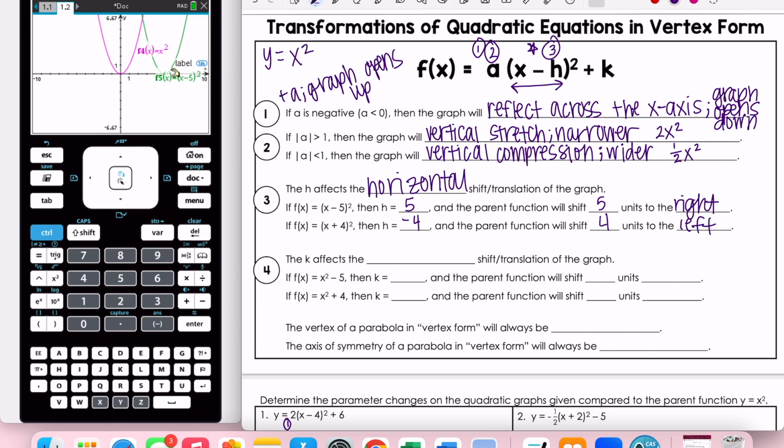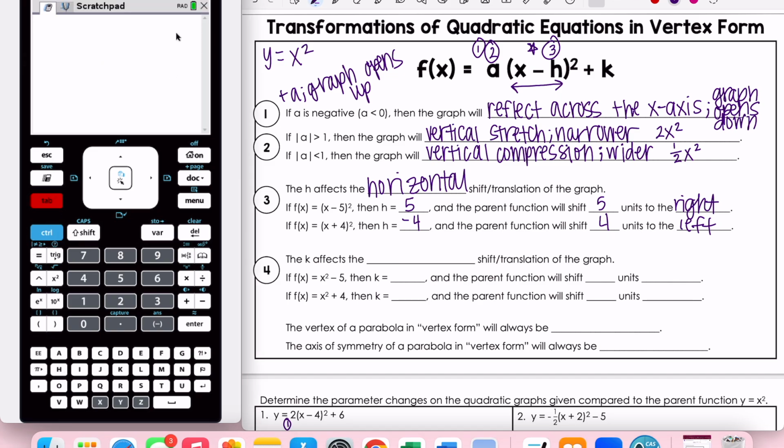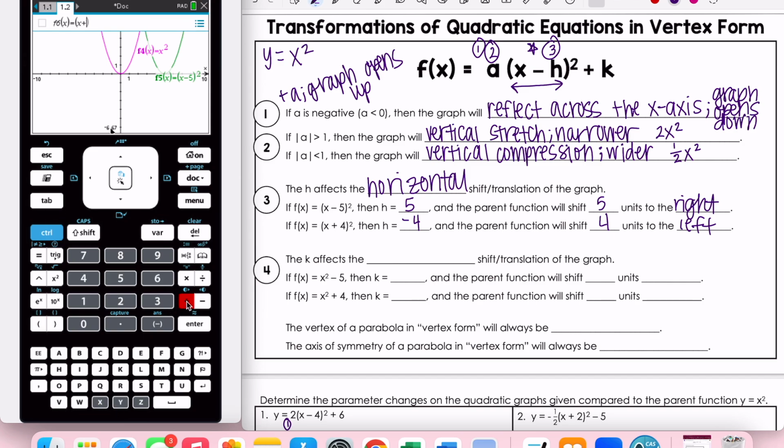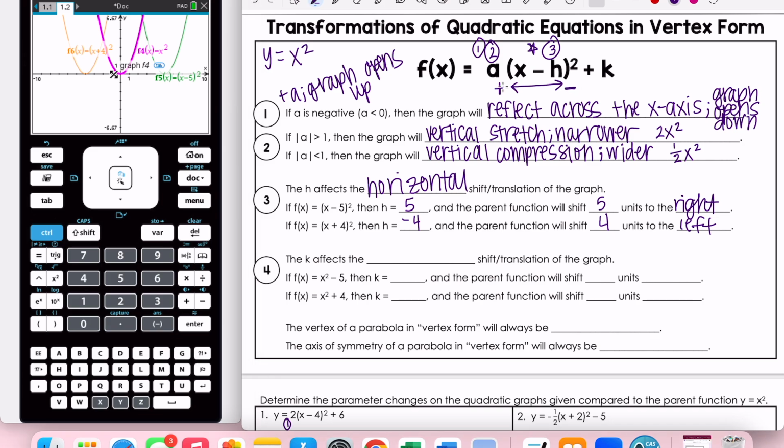So again, you are thinking the opposite here. If I plug that equation into my calculator, I'm going to press tab, and then parentheses x plus 4 squared. You will see that my graph shifts 4 units to the left from my parent function. So again, our brains need to think that if we see the minus sign, we are going to the right, and if we see the plus sign, we are going to the left.